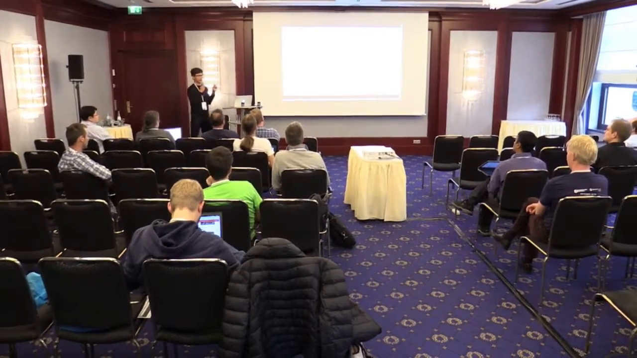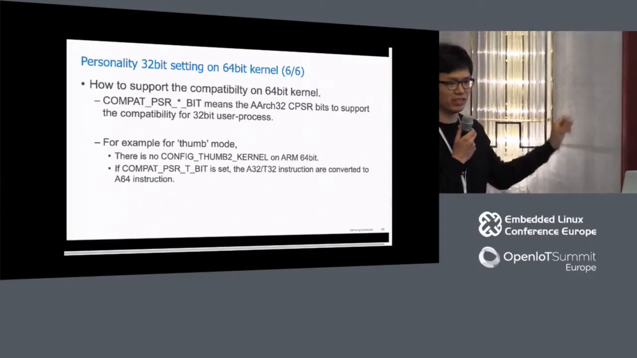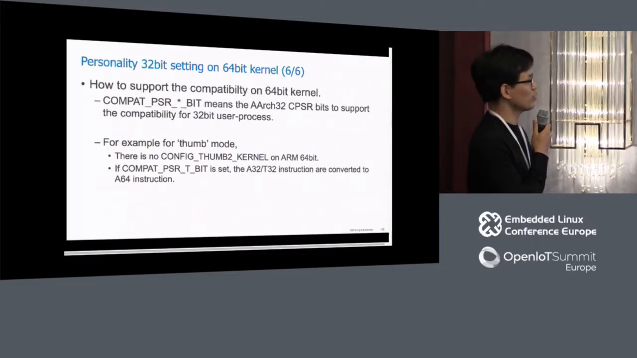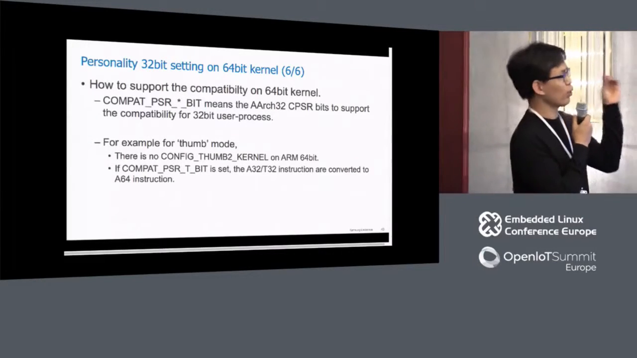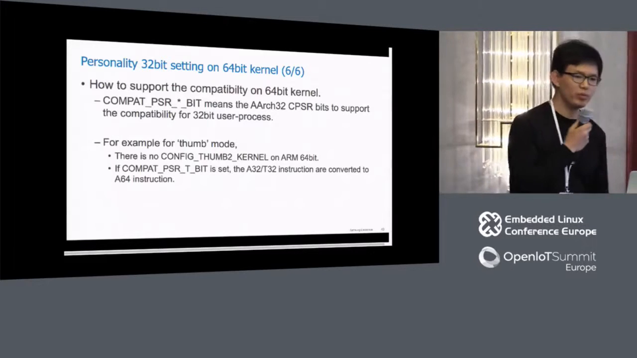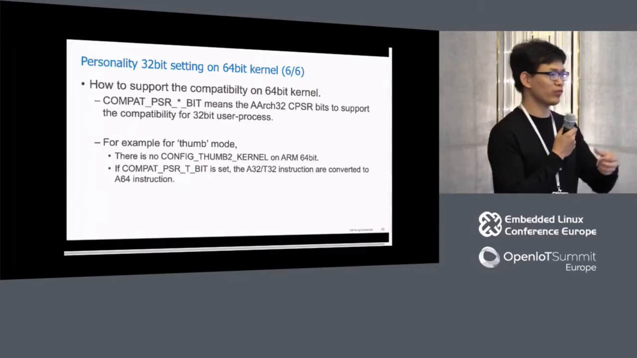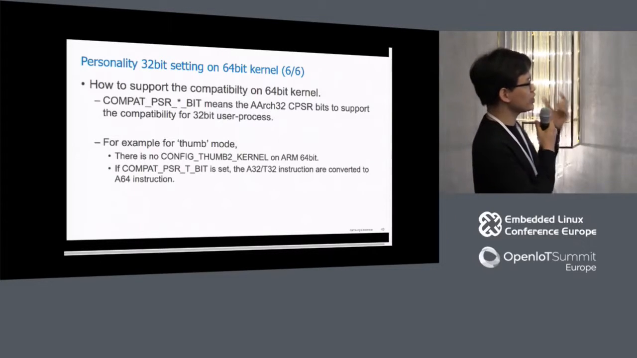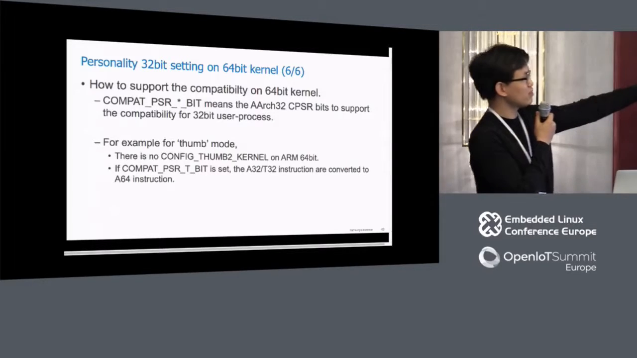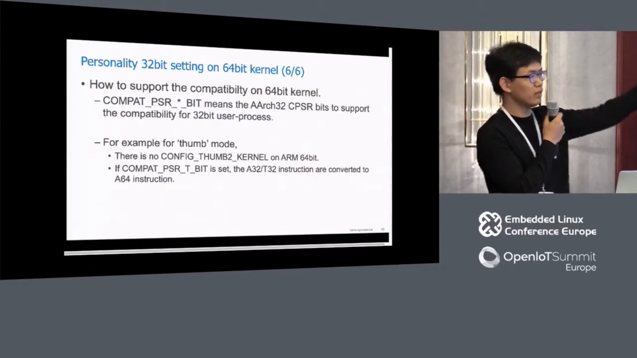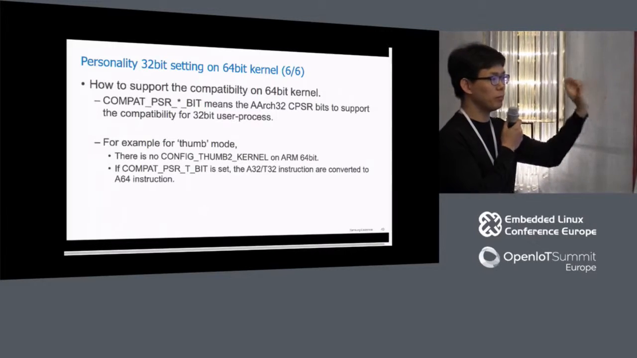Frankly, I had planned to skip this page because it is more detailed knowledge, but I will explain it. This page covers how to support the compat mode on the 64-bit kernel. If we use the personality under the Linux 32-bit I/O control on a 32-bit user process, the kernel checks this I/O control and compares the PSR extra bit. The macro means the AArch32 CPSR bit.